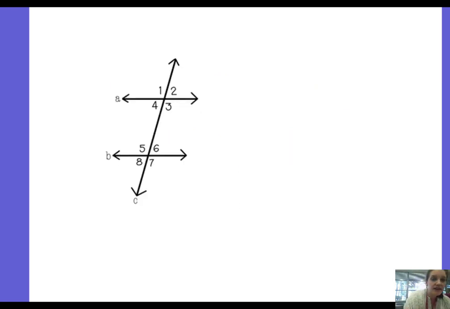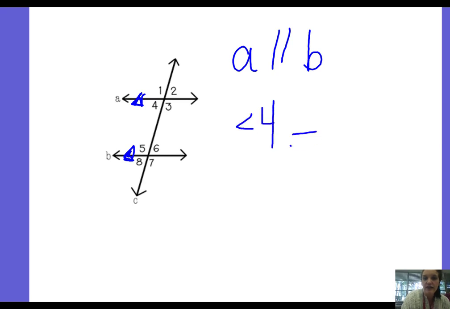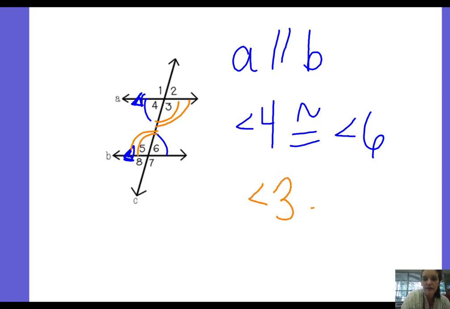So, if I tell you line A is parallel to line B, you can say that the alternate interior angles, like angle 4 and angle 6, are going to be congruent. And then angle 3 and angle 5 are also alternate interior, and they are going to be congruent.